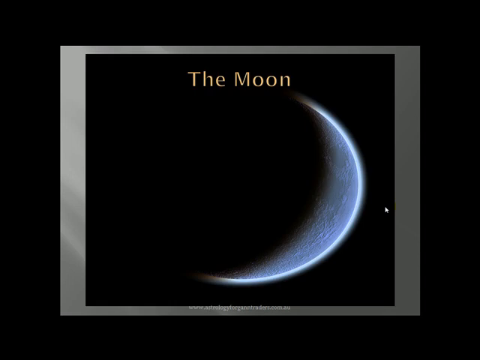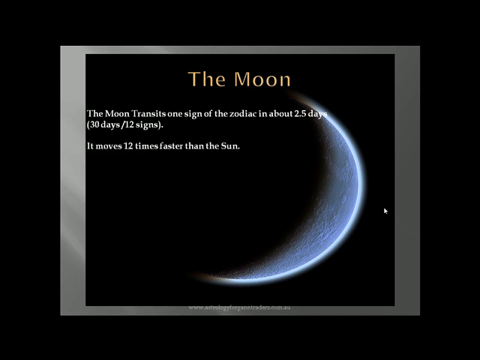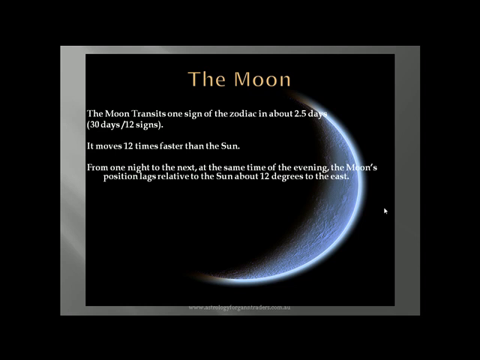So let's get started with the moon, a beautiful picture of the moon. Now, the moon transits one sign of the zodiac in about 2.5 days, which is what you get when you divide the month by 12 signs. It moves 12 times faster than the sun. From one night to the next, at the same time of the evening, the moon's position lags relative to the sun about 12 degrees to the east.